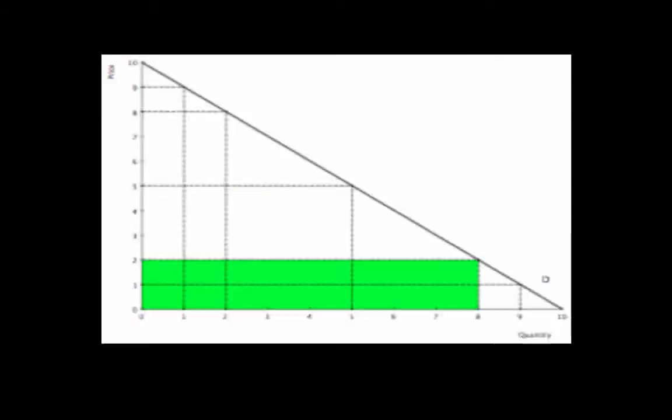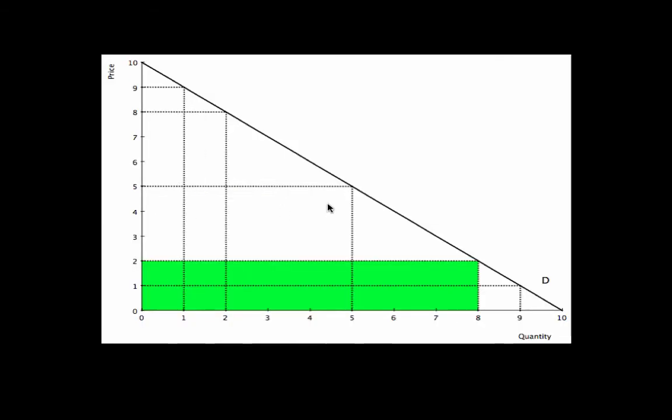And if I kept going past that point, so let's just start at $2 now, let's go all the way down here, and I'm setting a price of 2, and I'm selling 8 units. My revenue is 16, this whole area.